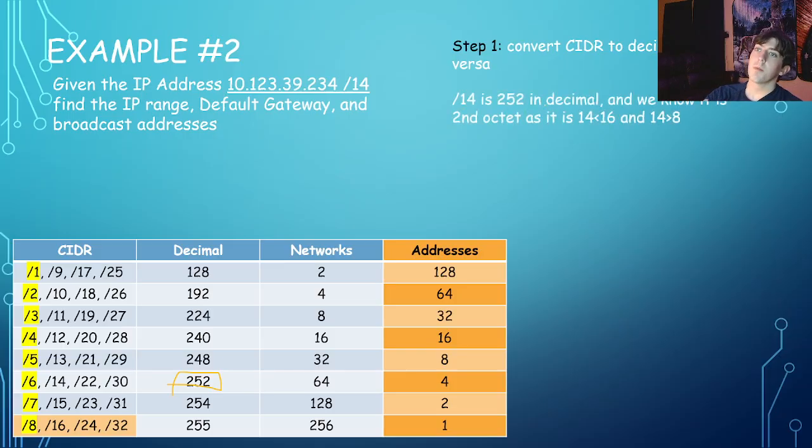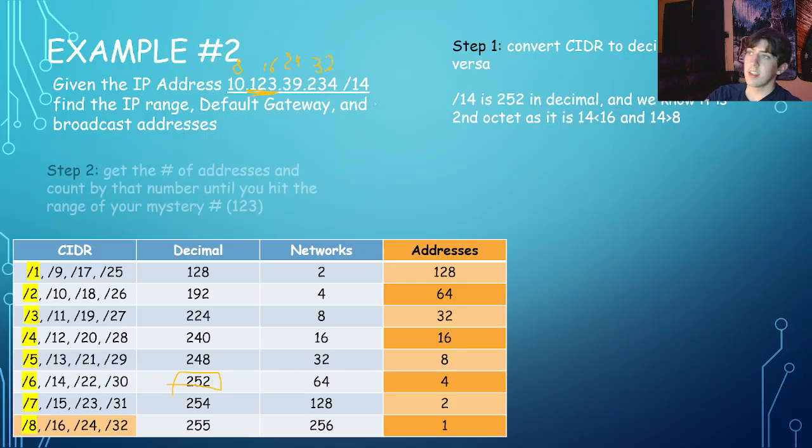It's 252, and we know it's in the second octet, as 14 is less than 16, and 14 is more than 8. 8, by the way, is the first number in 8, 16, 24, 32. Because it's bigger than 8 but less than the second number, which is 16, we know that it's going to be right here, the second octet. Because this is our 8 octet, this is our 16 octet, this is our 24 octet, and this is our 32 octet. Now, we're going to get the number of addresses.